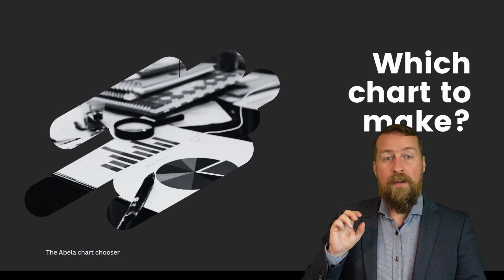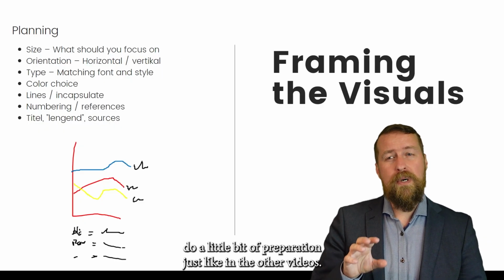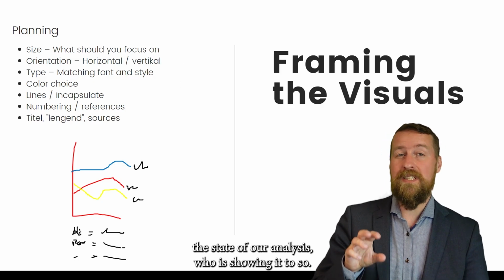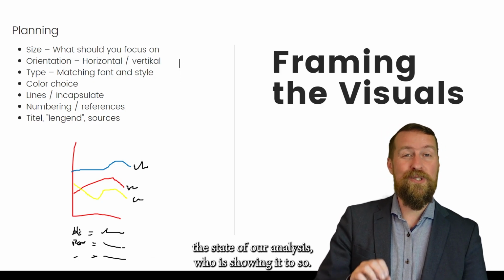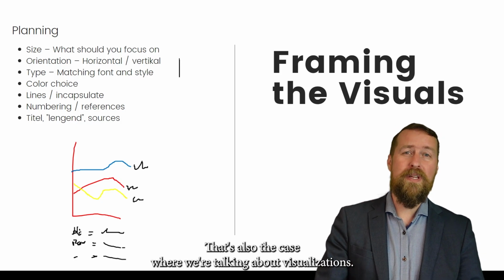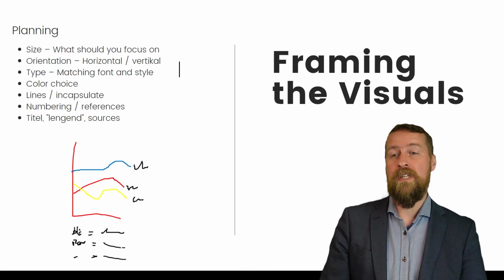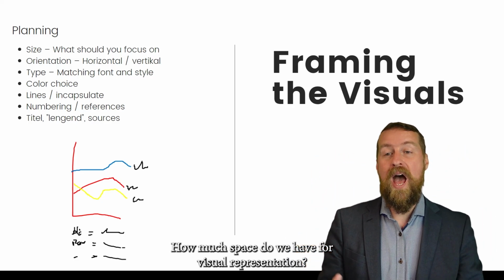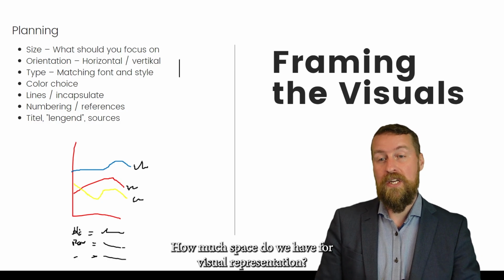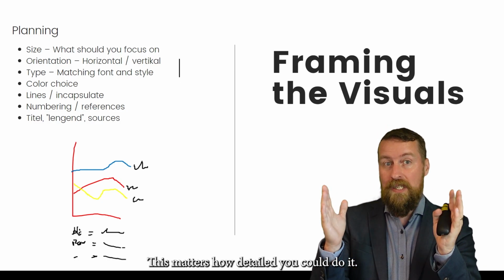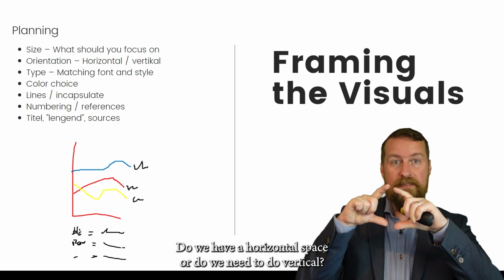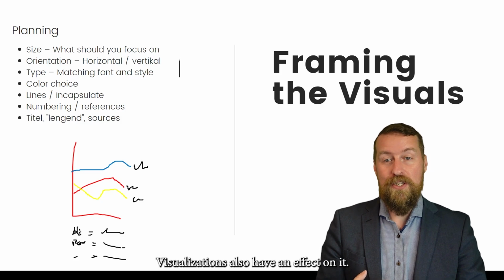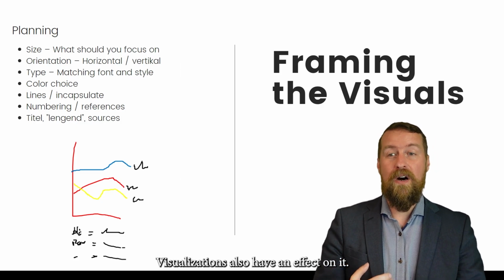But first we'll do a little bit of preparation. Just like in the other videos, I've been talking a lot about preparation, the stakeholder analysis, who are we showing it to, and so forth. That's also the case when we're talking about visualizations. So what size do we have? How much space do we have for our visual representation? Because it matters how detailed you can do it. Do we have a horizontal space, or do we need to do vertical visualizations? Also have an effect on it.